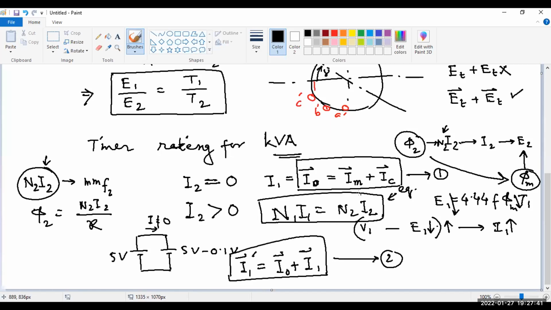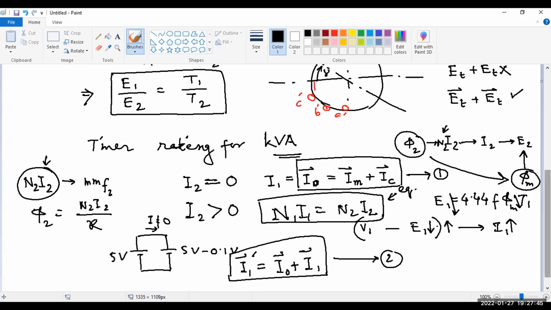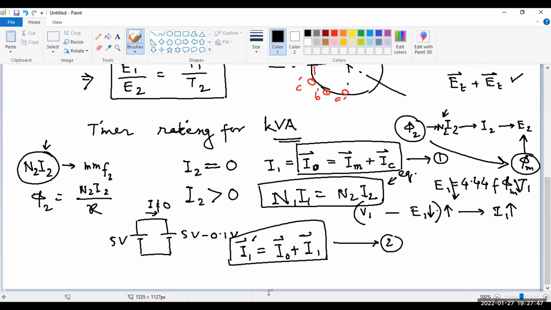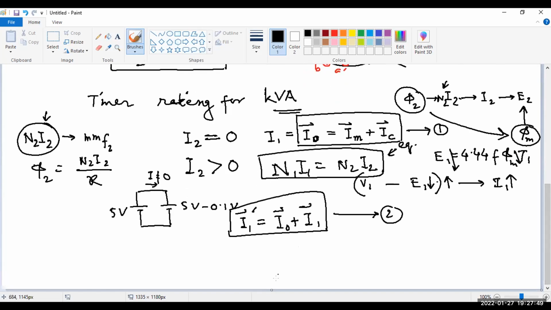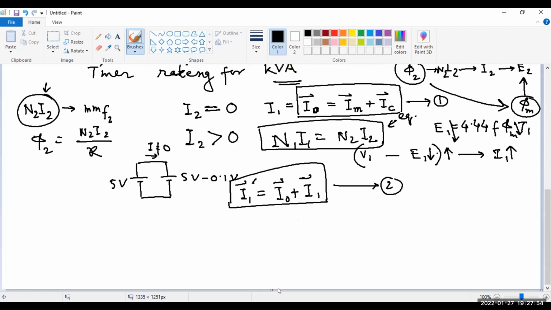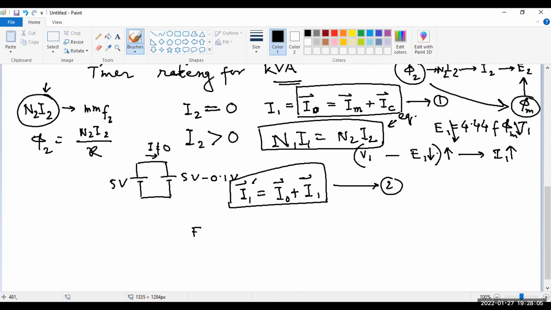What else do we have for a transformer? What are the other equations? Other equations are the KVL equations. I'm just writing down a KVL equation. I think you all know this KVL equation. These are all current equations or KCL equations that you have written, like equation number 1 and equation number 2. But the KVL equations or voltage equations will be like this.